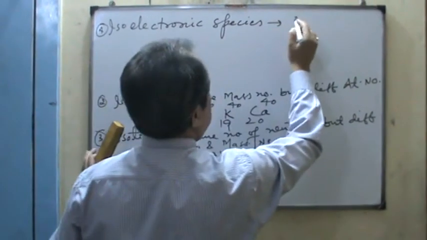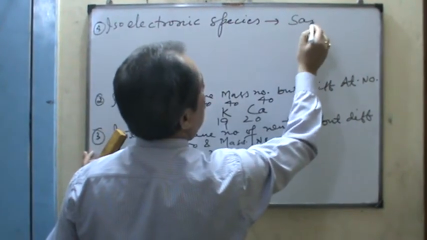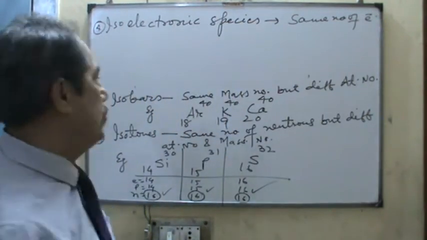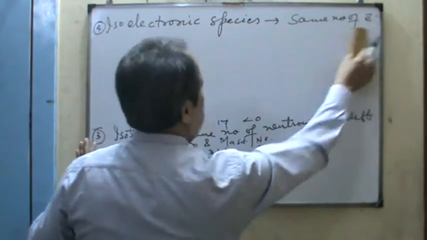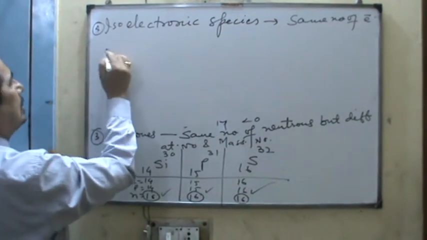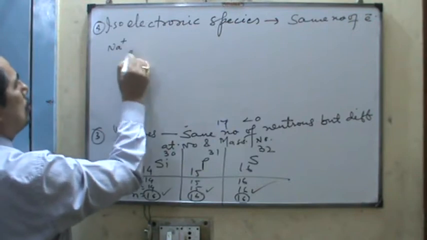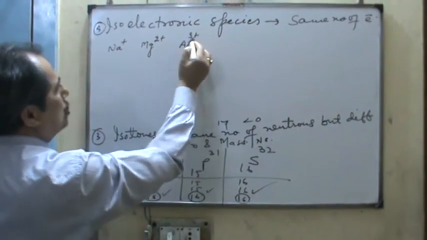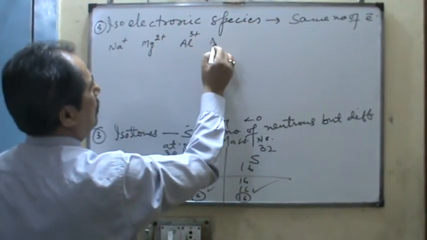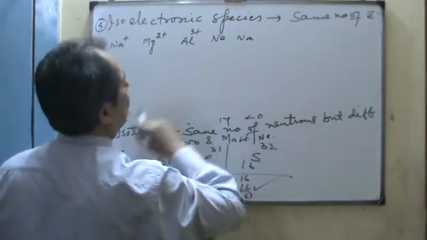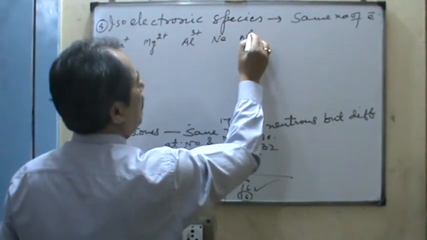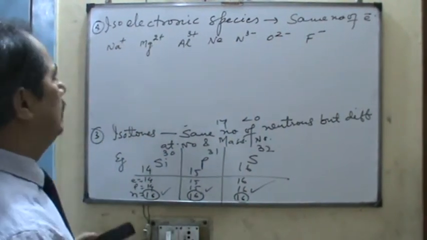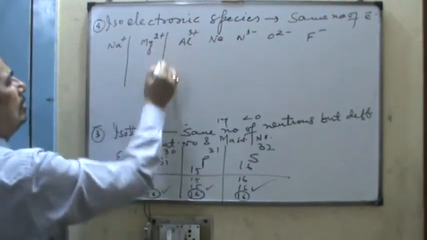Isoelectronic species: those chemical species having the same number of what? Electrons. We have done this in the mole concept. There you can write here sodium 1 positive, magnesium 2 positive, aluminum 3 positive, neon, nitrogen 3 negative, oxygen 2 negative, and fluorine 1 negative. Right. Calculate the electrons here.